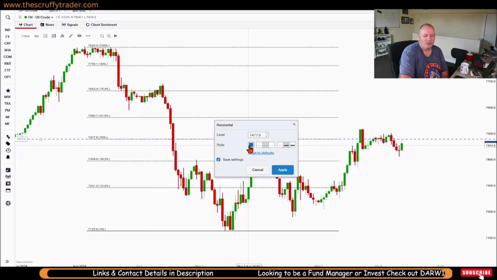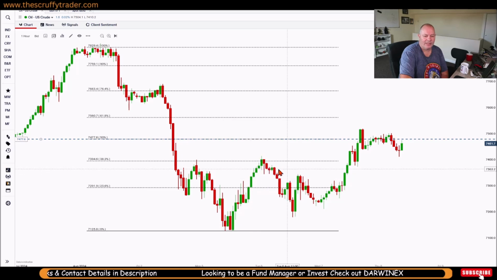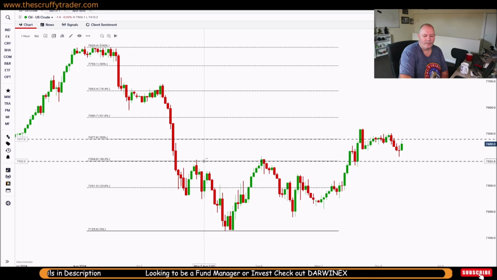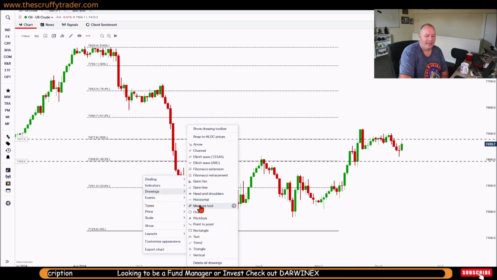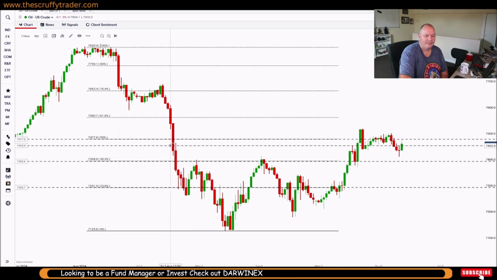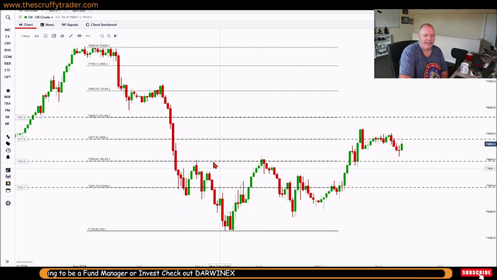I'm just going to change that to black, just so that I can see it's a higher time frame fib. Okay. So inside this fib, what I can see is some key areas of attraction. Now it's come up, it's hit around the 50, stalled and is pushing down.